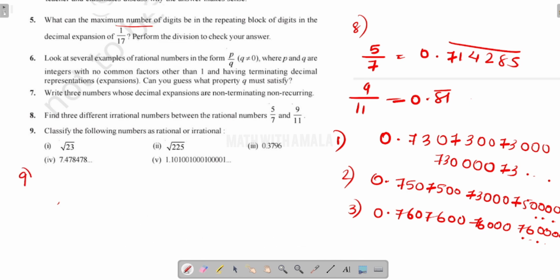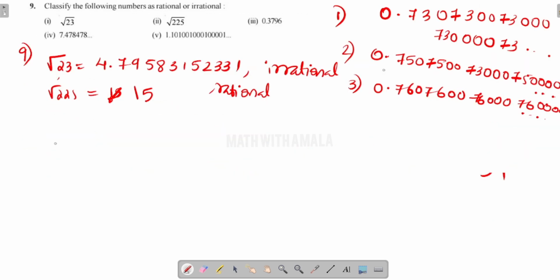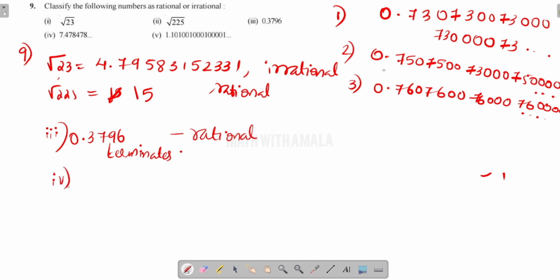Okay. Next is classify the following numbers as rational or irrational. The first question, root 23 is equal to 4.795831523331, which is an irrational number because it is a non-recurring, non-repeating number. Next is root of 225, which is equal to 15. We know 15 square is 225. So it's a rational. It's a terminating expansion. Hence it is a rational number. Then third question, 0.3796. Can we represent this as a rational number? Yes, because it's a terminating sequence.